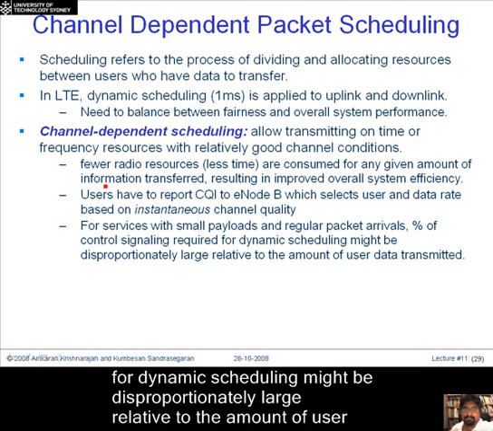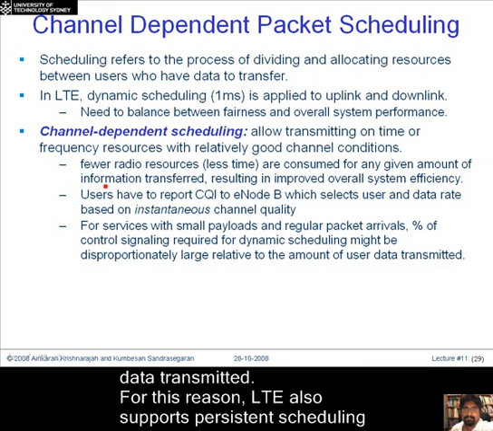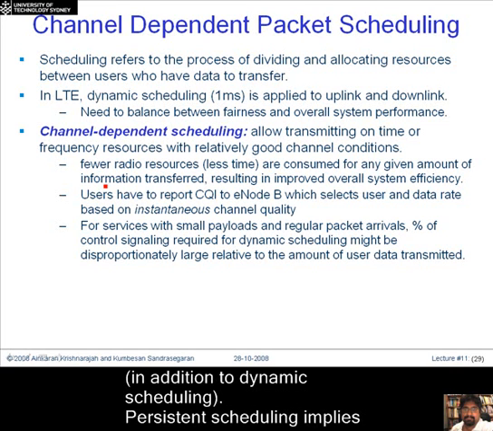Now, it has been found that when you have services which are using small payloads and services that have regular packet arrivals, for example, things like VoIP, the percentage of control signaling that is required might be disproportionately large relative to the amount of user data to be transferred. Okay, so this channel dependent scheduling is good for bursty traffic. Okay, when different users suddenly have a burst of data to transmit and the rest of the time they're quiet.